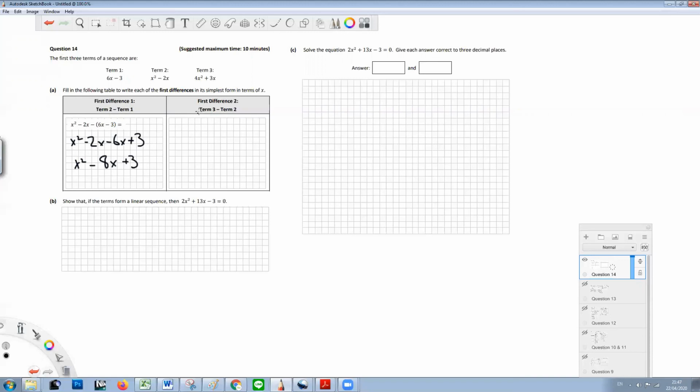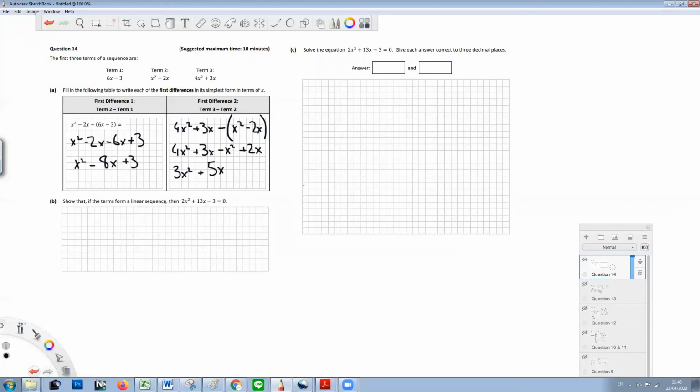Our second difference, or our first difference for 2, is term 3 minus term 2. So 4x squared plus 3x minus x squared minus 2x. So it's going to be 4x squared plus 3x minus x squared plus 2x. So that's going to be 3x squared plus 5x. And that's done. Nothing else to it.